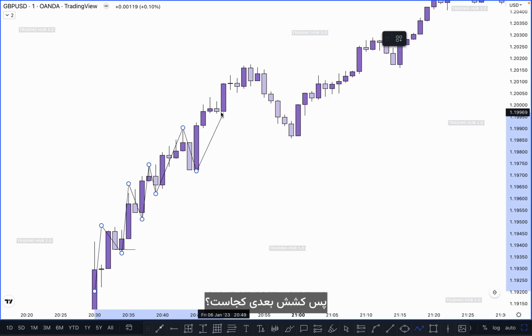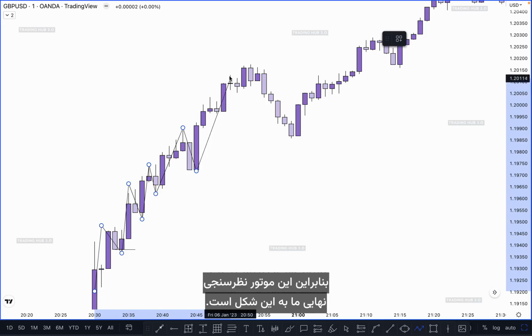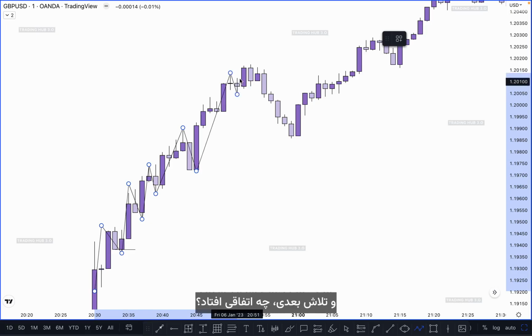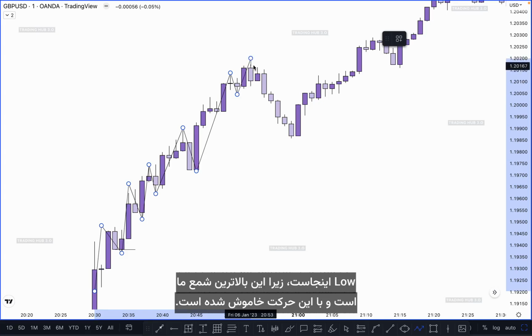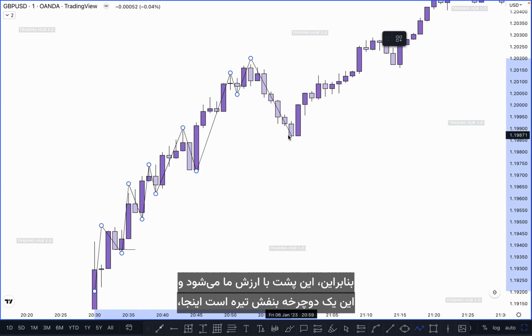So in this case, this one is not a valid pullback. Where is the next pullback? You can see at this point there is a doji candle, with its high here and low here. This candle is broken by this candle's low, so this becomes our valid pullback like this. And on the next attempt, what happened? It created a new structure here, and then where is the next pullback? The market low is here, because this is our highest candle and it is taken out by this move, so this becomes our valid pullback, and this is a deeper pullback.